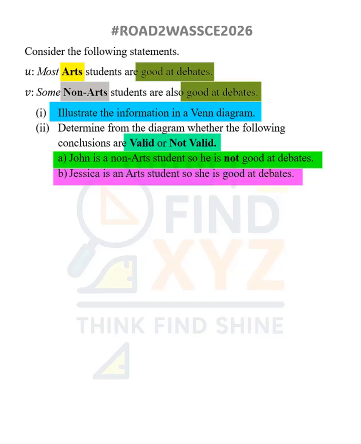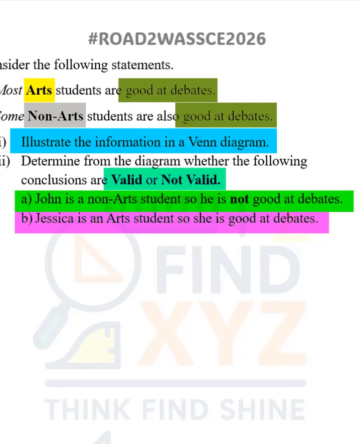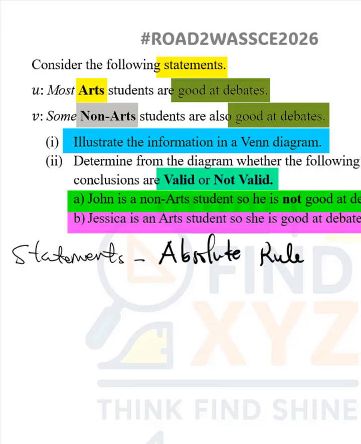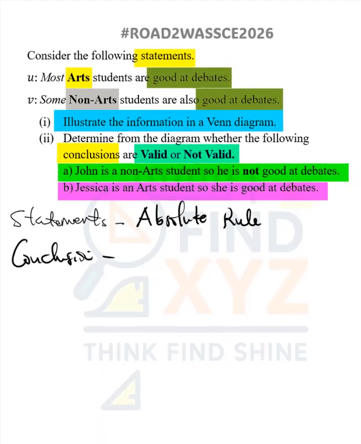I'll begin by explaining some key terminologies in this problem. The first one is statement. In mathematical logic, I refer to statement as the absolute rule of the game. So think of it like absolute rule. Then what is conclusion? I refer to conclusion as the final outcome we are trying to verify.